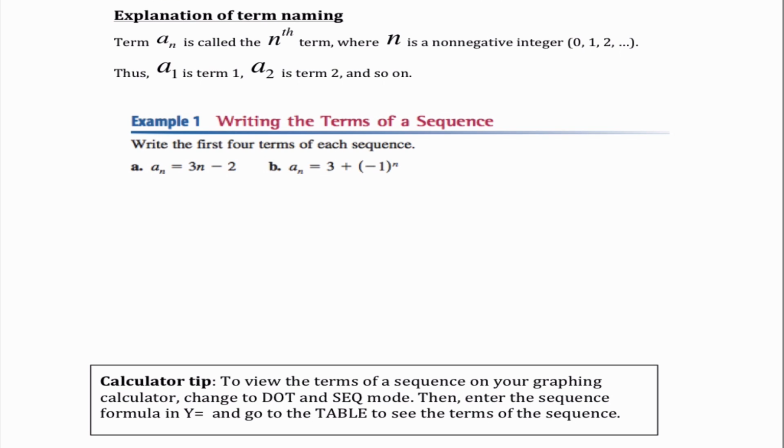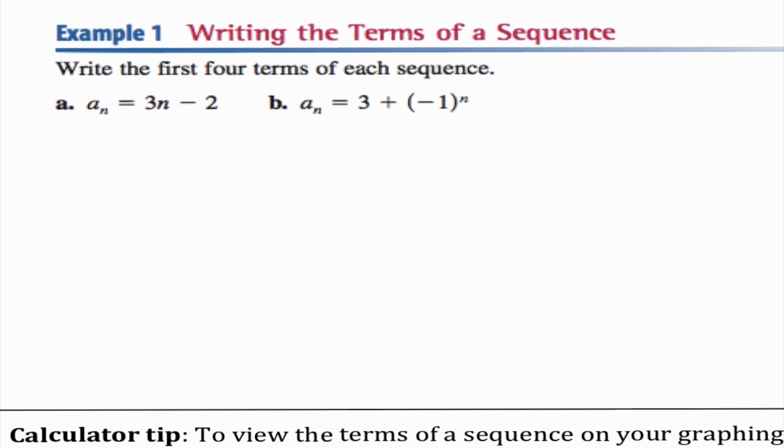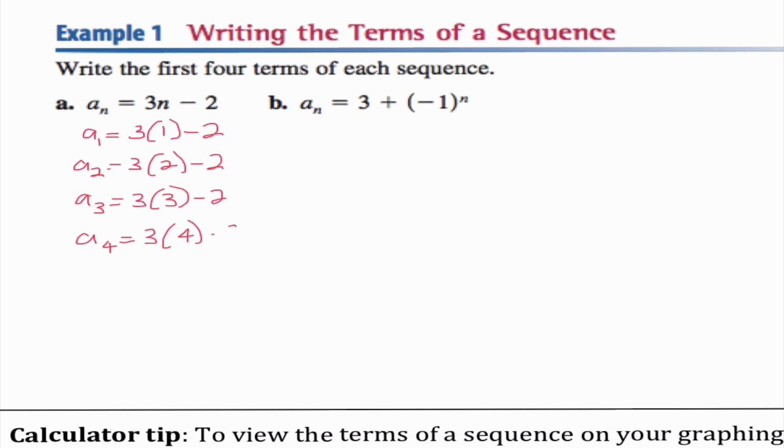So the first thing we're going to do here is go ahead and write the terms of a sequence. In this case, it says write the first 4 terms of each sequence. For part A, I'm going to start by finding a sub 1, and that means that I'm substituting 1 in for n. I'm also going to substitute 2 in for n, 3 in for n, 4 in for n, hopefully you guys are getting the hang of it here, and 5 in for n.